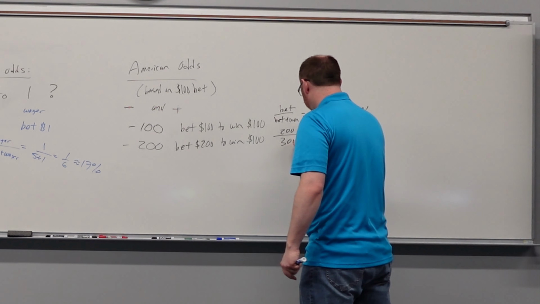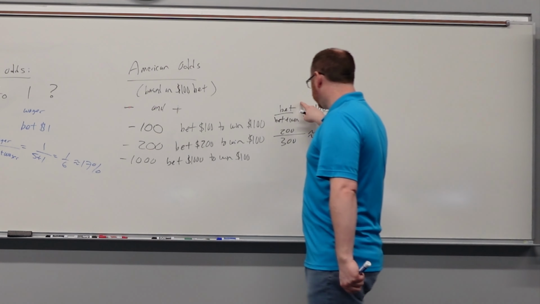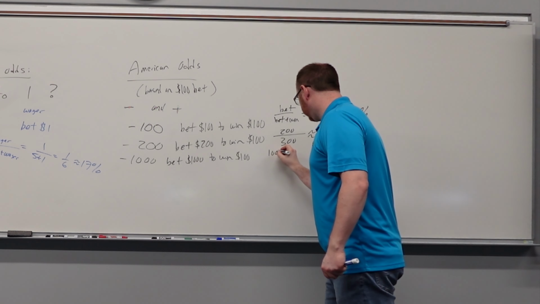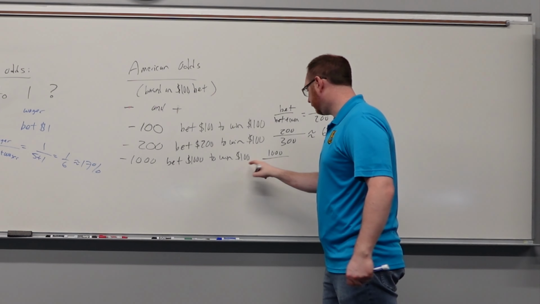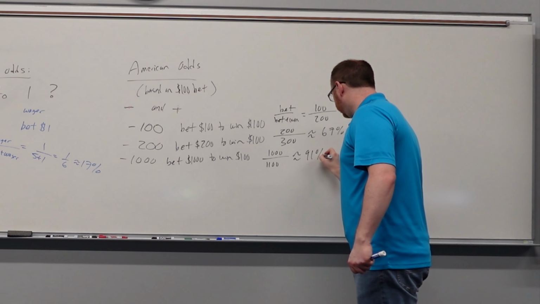If you go really negative, like negative 1,000, this means you'd have to bet 1,000 to win 100. So you're going to have to bet $1,000 to win $100. Using the same formula, you're going to have 1,000 over 1,000 plus 100 is 1,100. This will be about a 91% chance of happening.